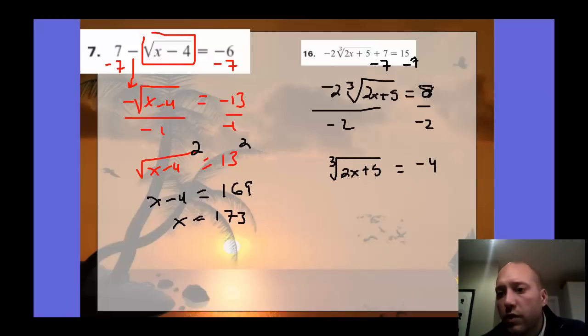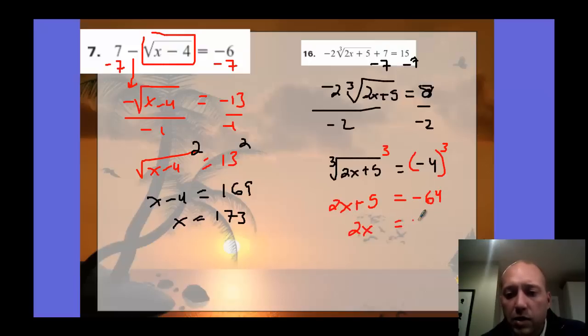Now we need to get rid of that root. So the inverse of the cube root is raising things to the third power. Make sure you have a parenthesis around the -4. So you raise the negative and the number, even though for this one, a negative to an odd exponent is still negative. And then 4 cubed is 64.